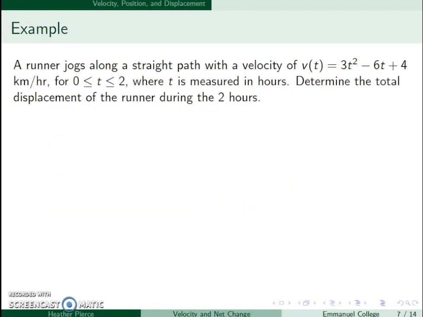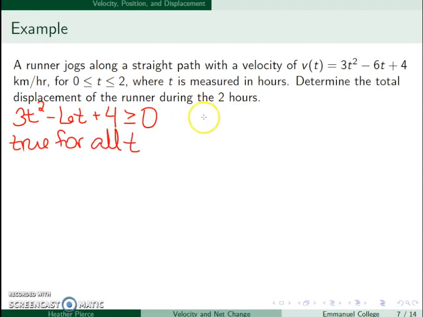We now want to determine the total distance traveled by this runner. So the first step is to determine when this is going to be positive and when it's going to be negative, since we're going to have to integrate the absolute value. So we have 3t squared minus 6t plus 4 greater than or equal to 0. And we need to solve this. And if you solve this, you'll actually get that this always works. So this is true for all t. So this is always positive.